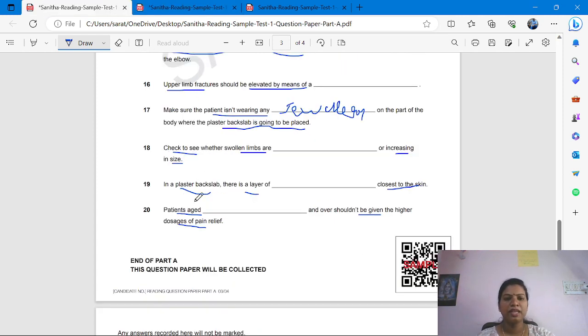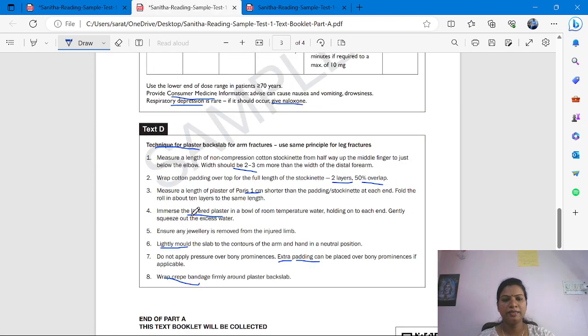The question is asking, in a plaster back slab, there is a layer of dash closest to the skin. What is the answer here? Layer of cotton padding, then plaster, then cotton padding. We can write cotton padding or stockinette. We can write the answer like that.